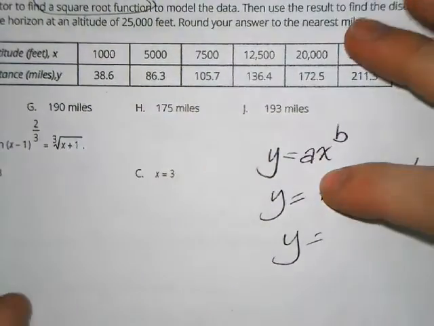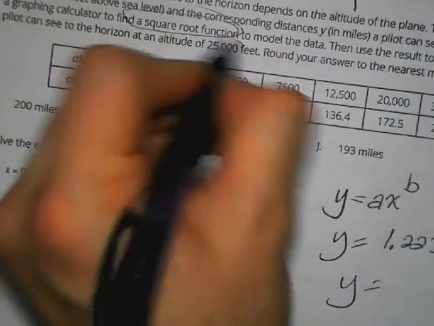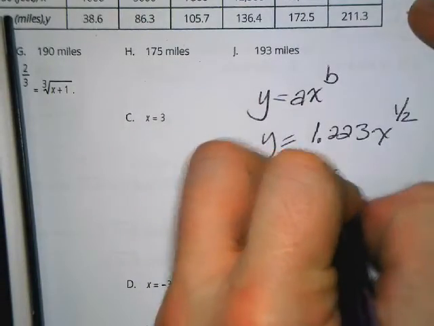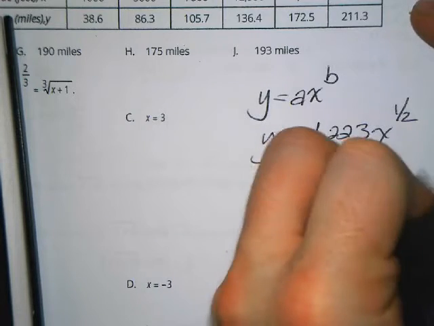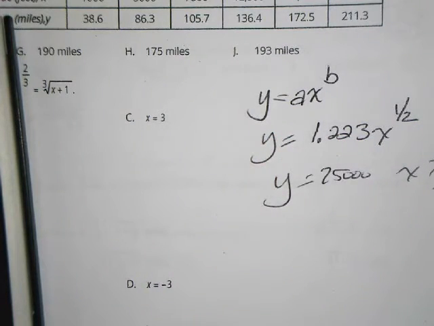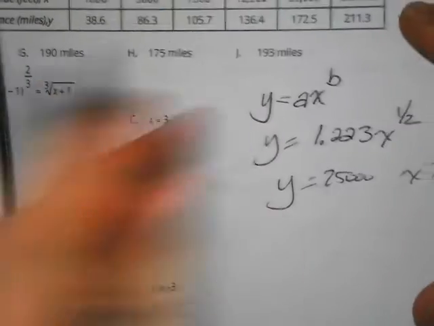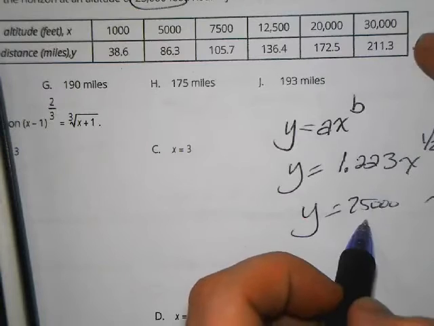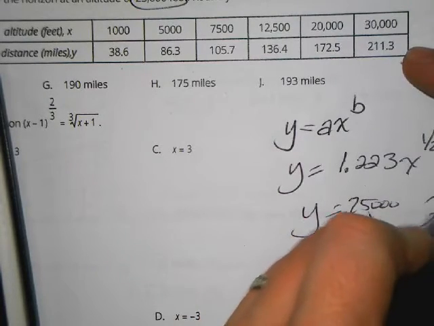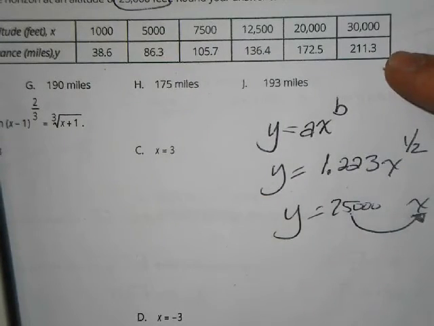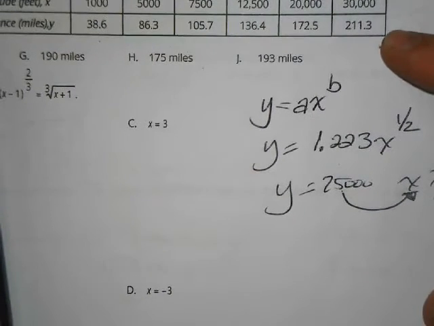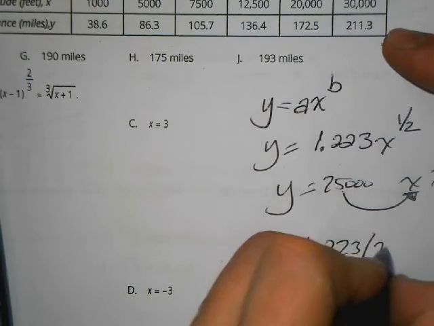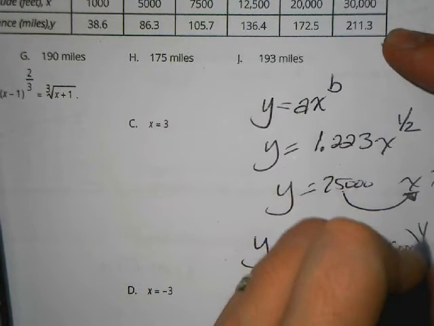We can evaluate this function for where they ask us at 25,000 feet. So when y is 25,000 feet, what will x be? It says our altitude is in x. So then we can just substitute 25,000 into our x variable. So y equals 1.223 times 25,000 to the 1/2 power.